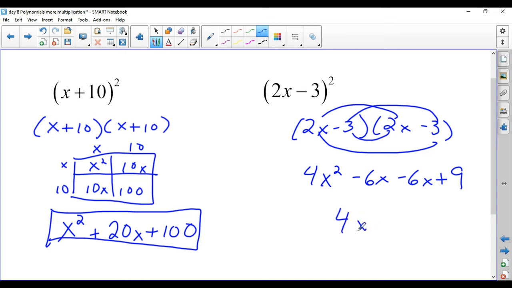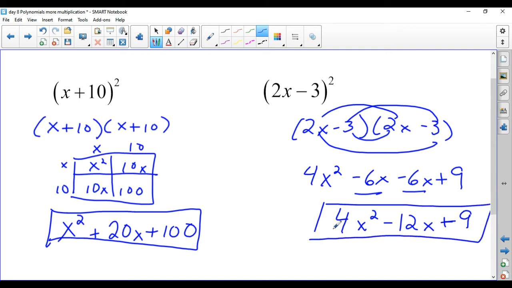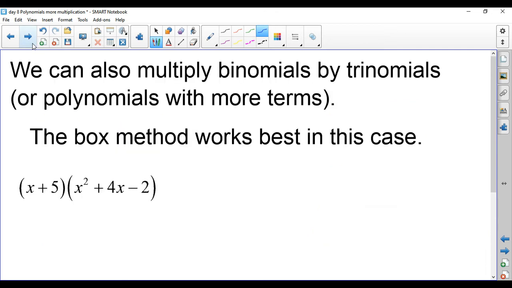Then I combine my like terms. Negative 6x and negative 6x is negative 12x. And again, we see when we're squaring these binomials, these middle terms are always the same. There's my final answer. One last thing we're going to do today. We can also multiply a binomial by a trinomial, or by any polynomial with any number of terms.